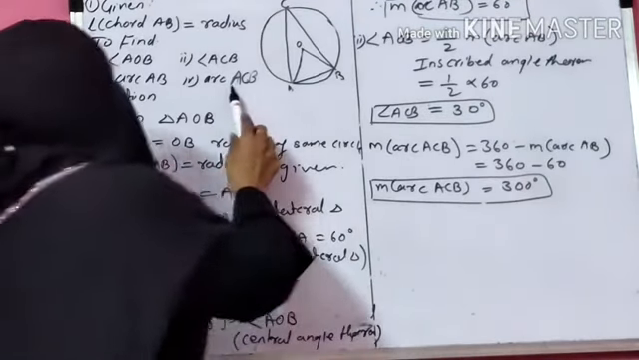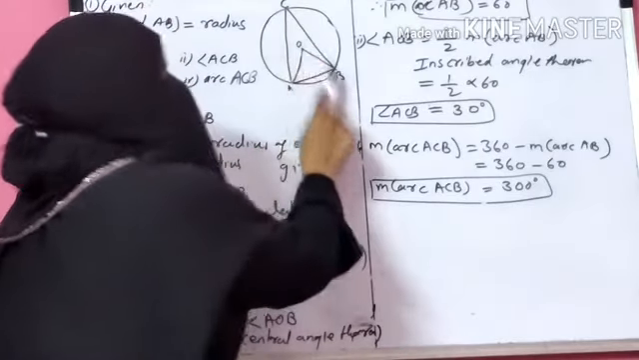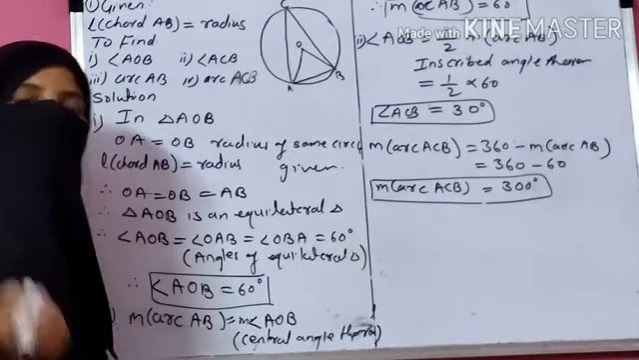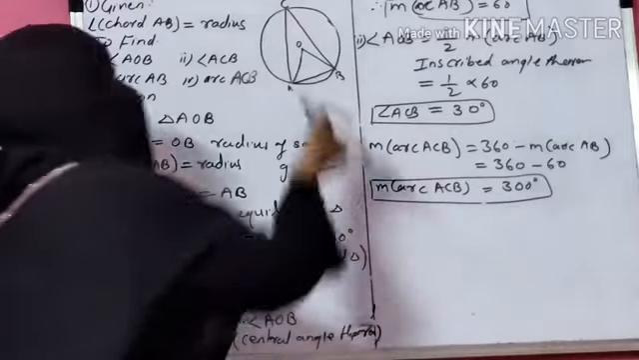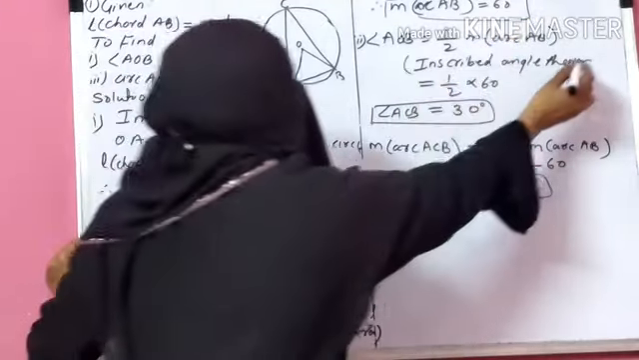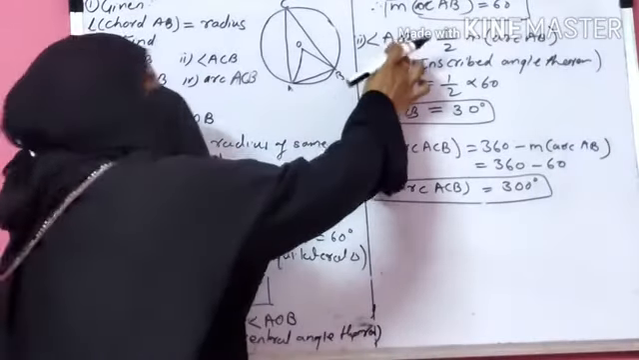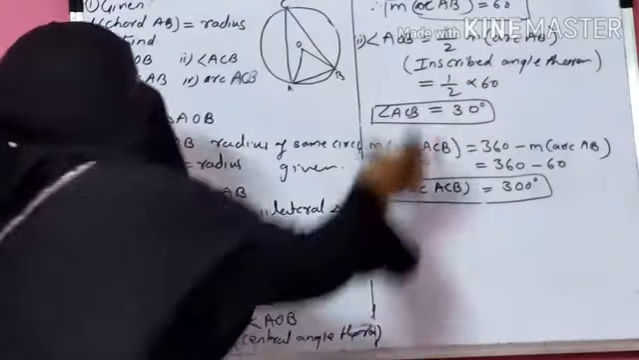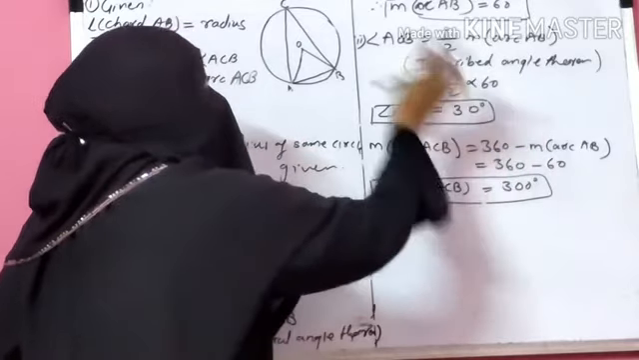Next, the second one, we have to find the measure of angle ACB. ACB is an inscribed angle as its vertex lies on the circumference of the circle. And an inscribed angle is half of the intercepted arc, that is your inscribed angle theorem. So as per the inscribed angle theorem, ACB is half of the intercepted arc. Arc AB is 60 degrees, so half of 60 is 30 degrees.